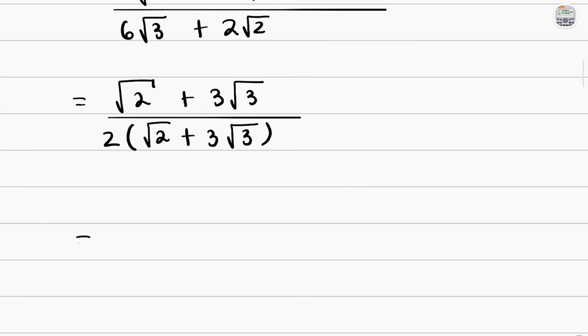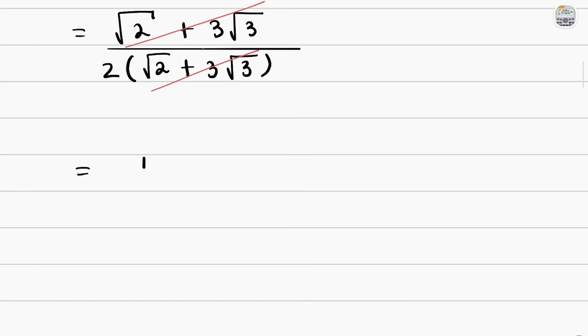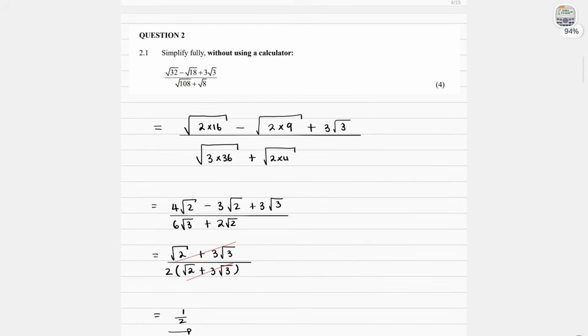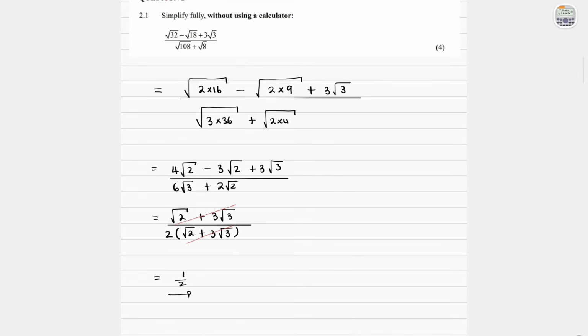And there we go. You see that the numerator and the denominator are exactly the same. They would cancel, and in the numerator you're left with a 1, and in the denominator you're left with a 2, which is a half, and that is our answer. Okay, and that is question 2.1. Moving on to the next question.